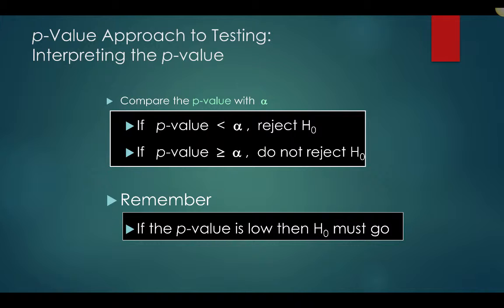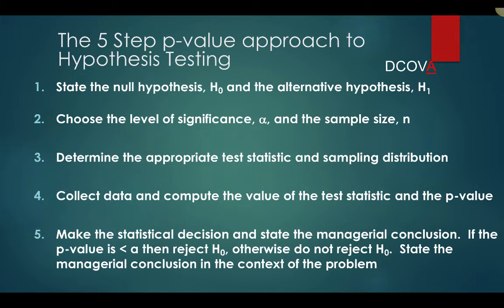Here are the 5 steps to the approach to testing. State the null hypothesis and the alternative. Choose a level of significance, and that's what we're talking about here, 0.05, and we'll pick the number of participants basically. Determine the appropriate test statistic in the sampling distribution. Collect the data. Compute the test statistic and the p-value, and make sure that there's a statistical difference. If the p-value is low, reject the null. Otherwise, do not reject the null, and then give a conclusion.